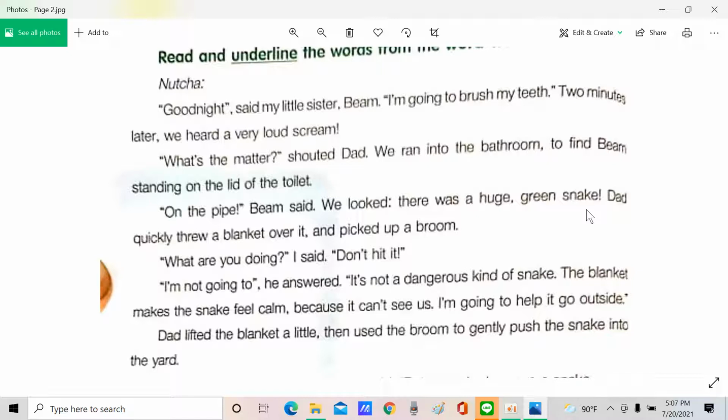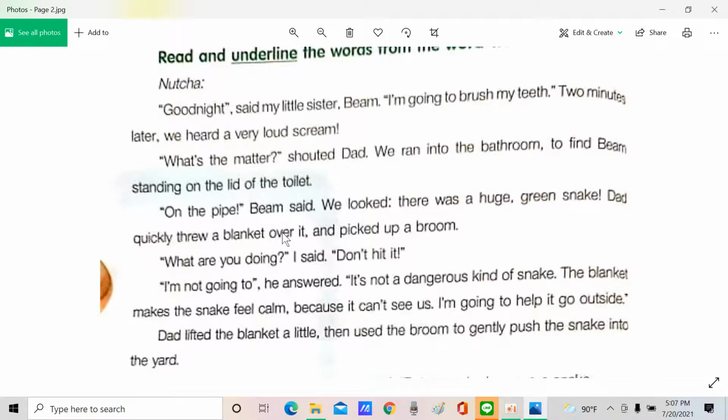And then what did their dad do? Dad quickly threw a blanket over the snake. So their dad covered the snake's body. And then their dad picked up a broom. Remember what's the broom? We use it to clean the floor. Picked up the broom. And Natcha said, "What are you doing?"